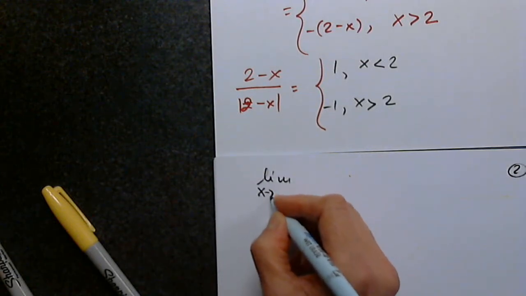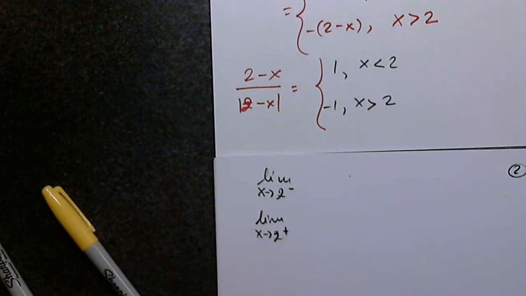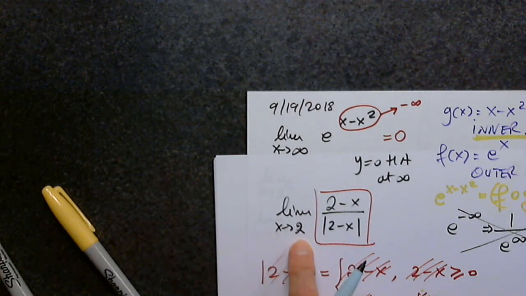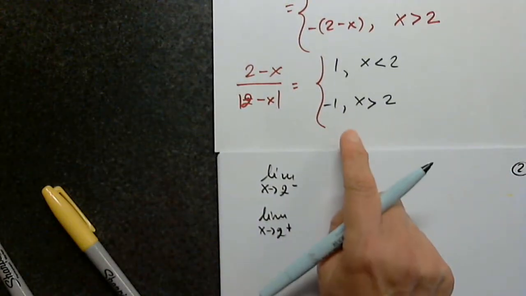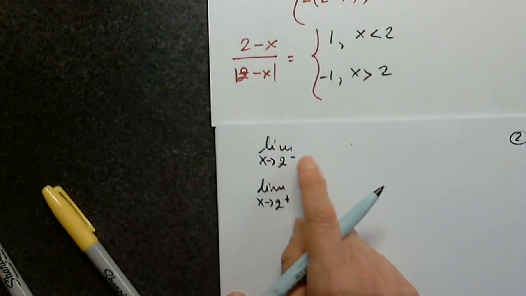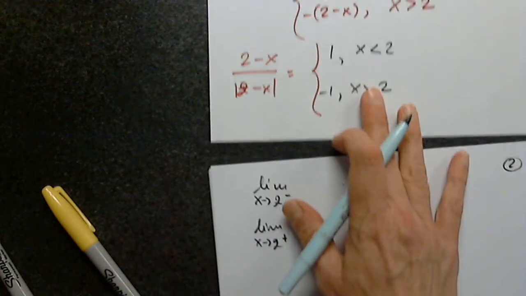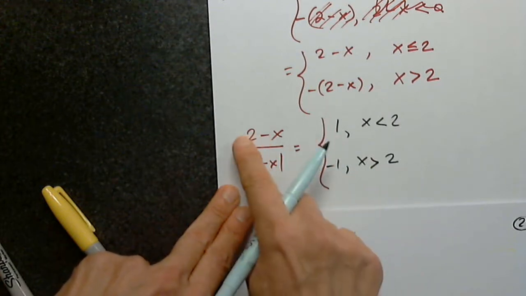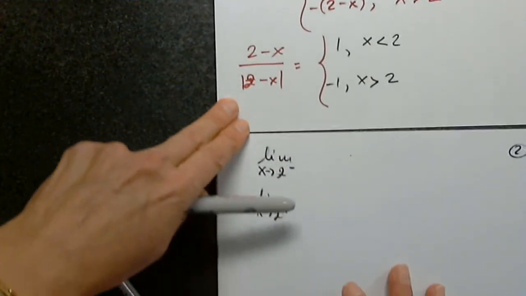Only now I'm ready to look at the limit as x approaches 2 from the left and the limit as x approaches 2 from the right. I need to because the limit specifies x approaches 2 from either side. So I have to determine the left and I have to determine the right, because this is a piecewise defined function. How did you get the 1 and the negative 1? 2 minus x over 2 minus x is 1. 2 minus x over the opposite of 2 minus x is negative 1. Better? Perfect.